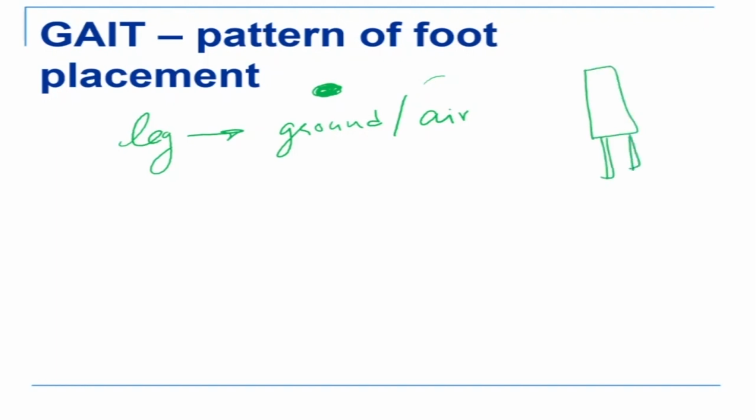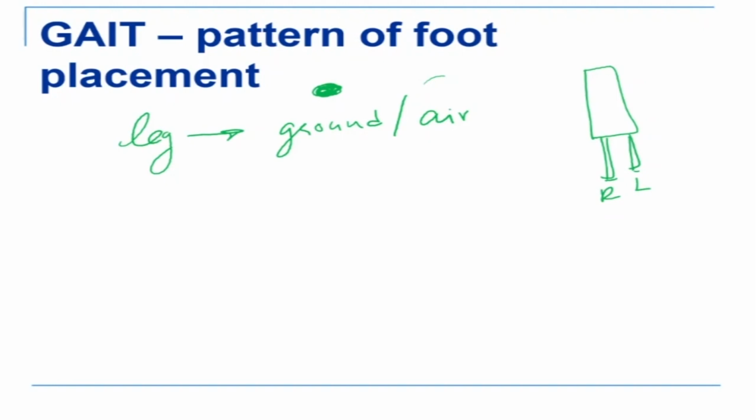So if you look at any leg, the leg has two conditions. It can be on ground or it can be in air. Okay, so it can be on ground or it can be in air, right? So if it is on ground, we mark it with a black spot, and if it's in air, we just leave it blank. Okay, so in the case of the humanoid robot or a human being, we have two legs, one leg here, one leg here. Either both the legs are on the ground or one leg is in air and the other one is on the ground. So this is my right leg, that's my left leg.